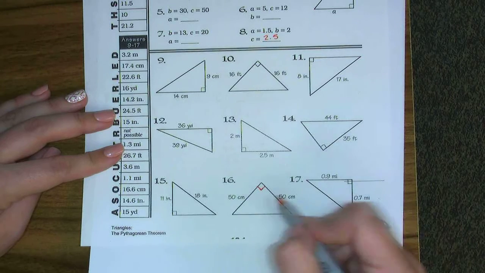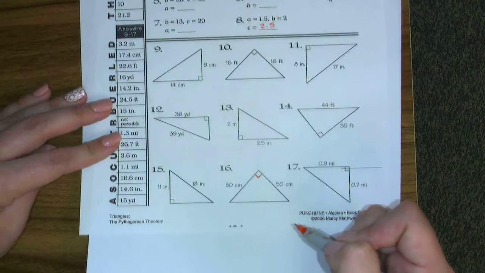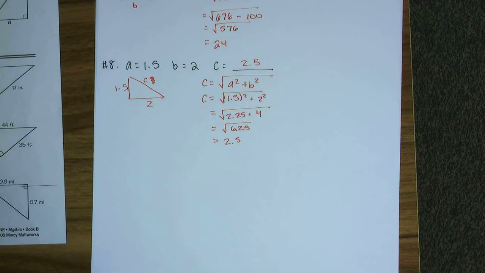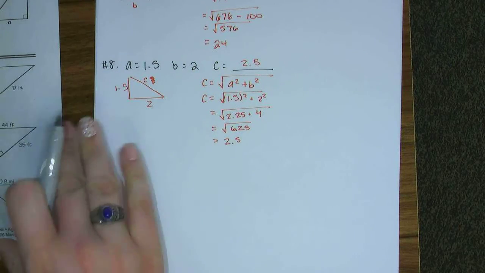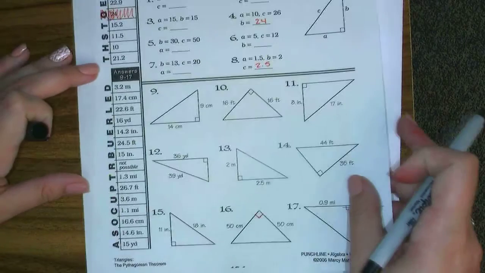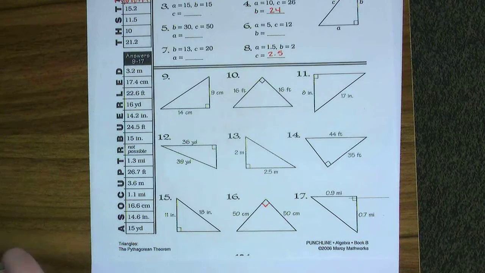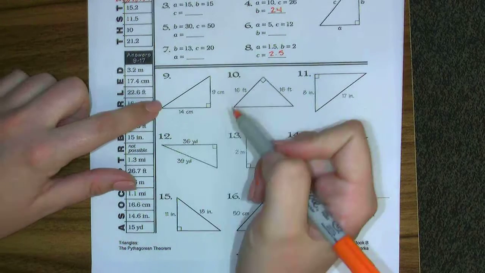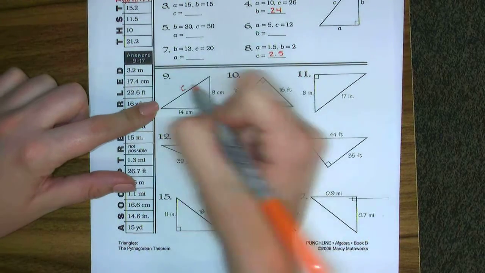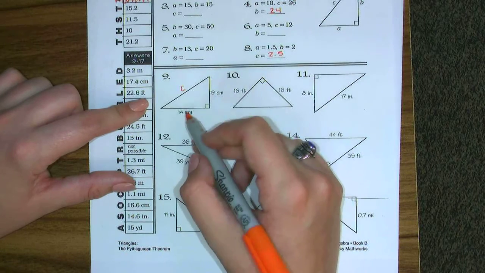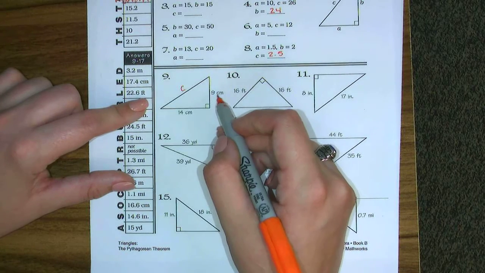I'm going to do 16 and 17 for you, and that will be it. So 16, basically we have A and B are 50. Okay, so I'm just reading it off here. Actually, here's what I'm going to do. I'm going to tell you what sides are missing, so this should help you. So with 9, side C is missing. And your A and B don't matter because that won't change anything.